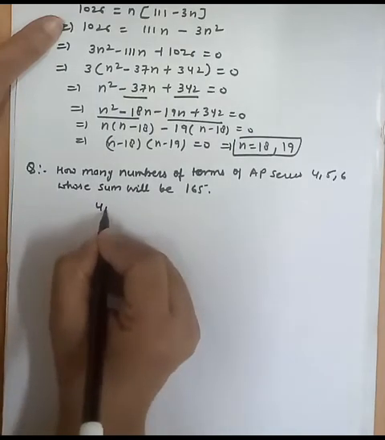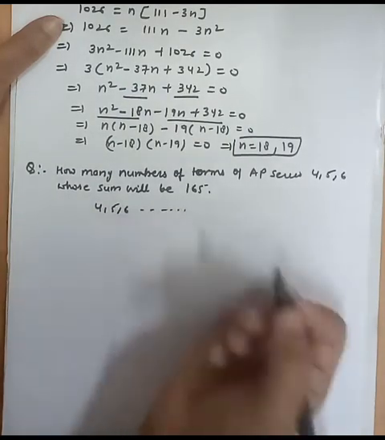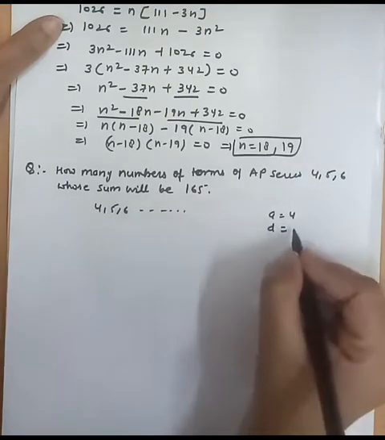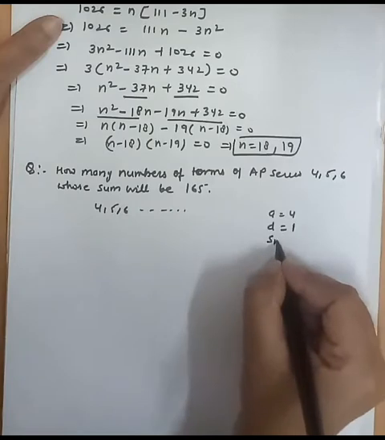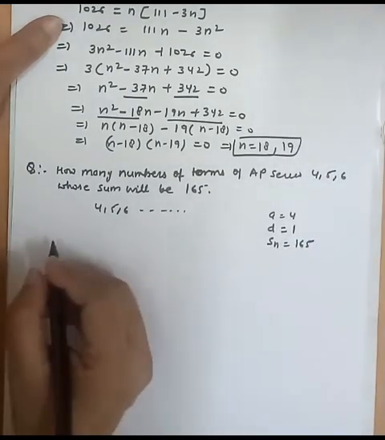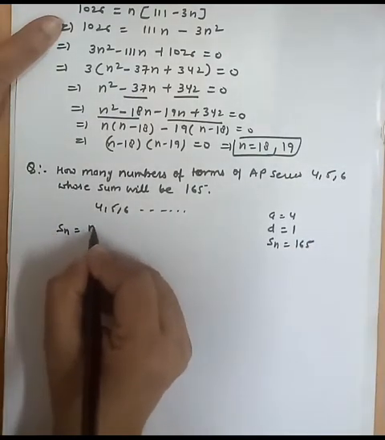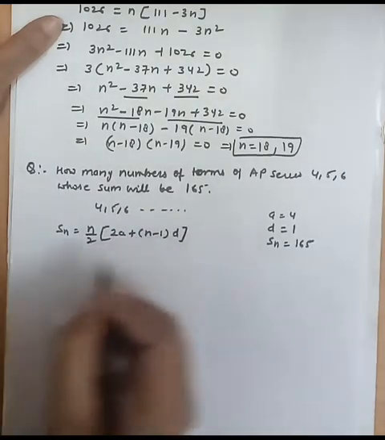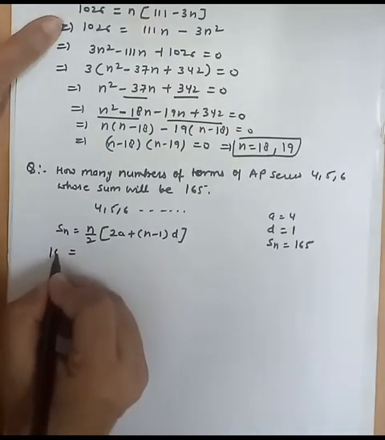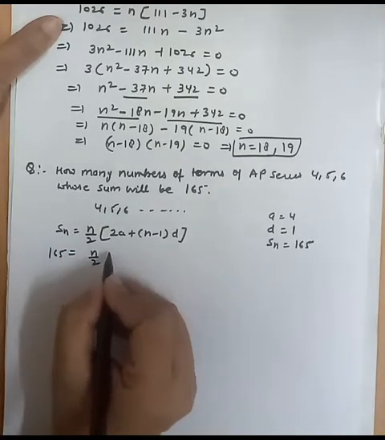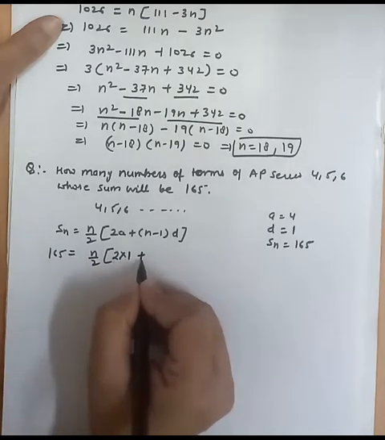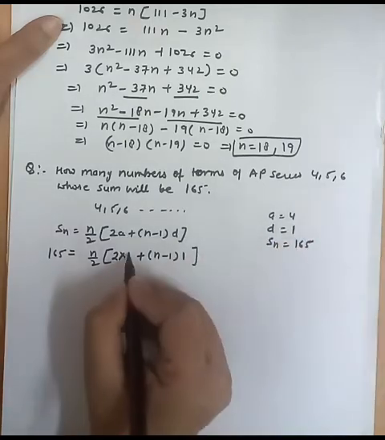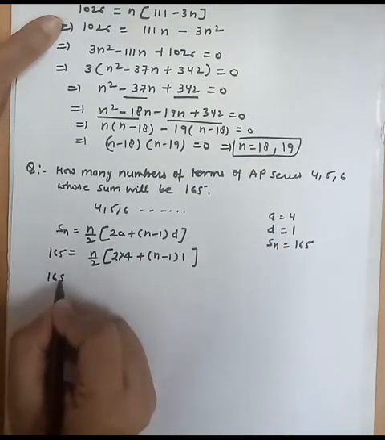So here the series is 4, 5, 6 and so on. It means a is 4 and d is 1. Okay, and the given value of Sn is 165. So now put the formula: Sn equal to n by 2 times (2a plus (n minus 1) d). Now put all values, 165, and we find n. 2 into a, which is, sorry, a is 4, n minus 1, and d is 1. So now solve this one.